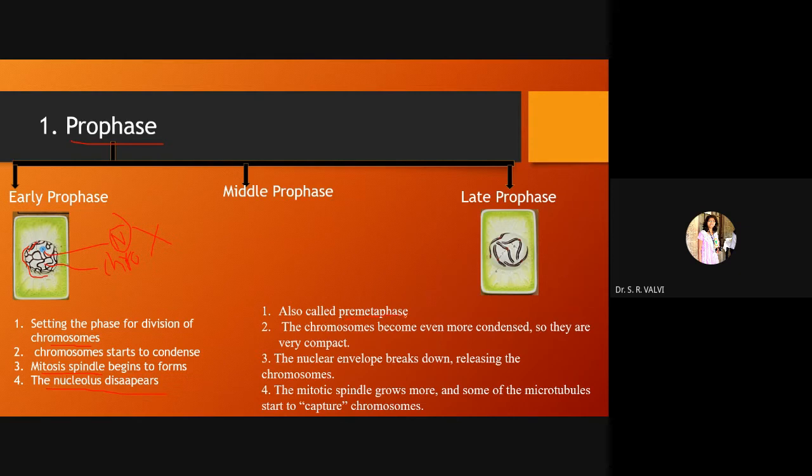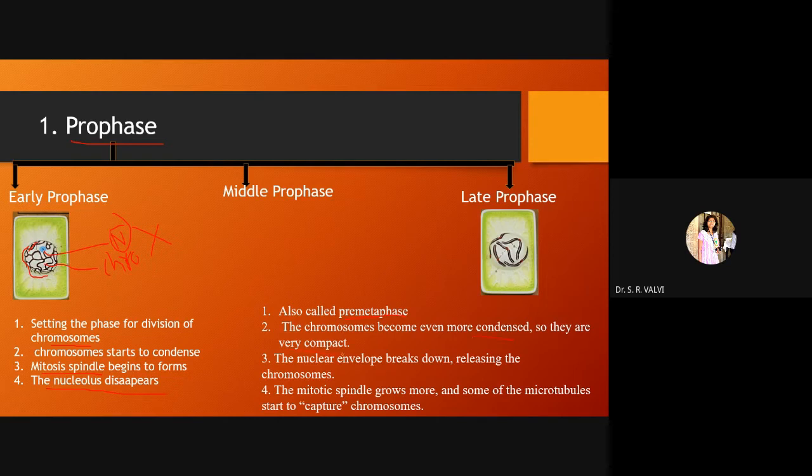Now coming to the late prophase, see here, this late prophase is also called what? Pre-metaphase. Why is it called pre-metaphase? Because this is the previous phase of metaphase, and hence we call it pre-metaphase. And here, see, the chromosome became even more condensed, so they are very compact.